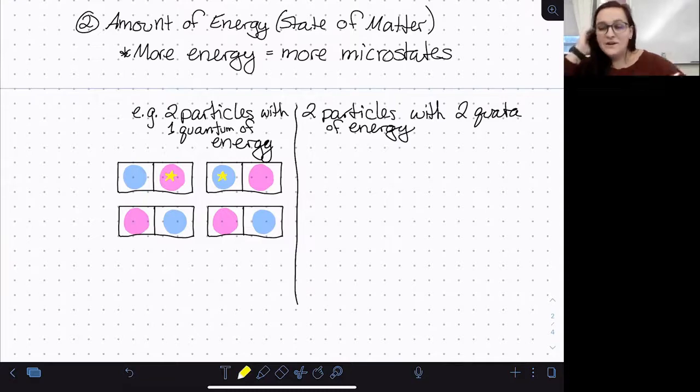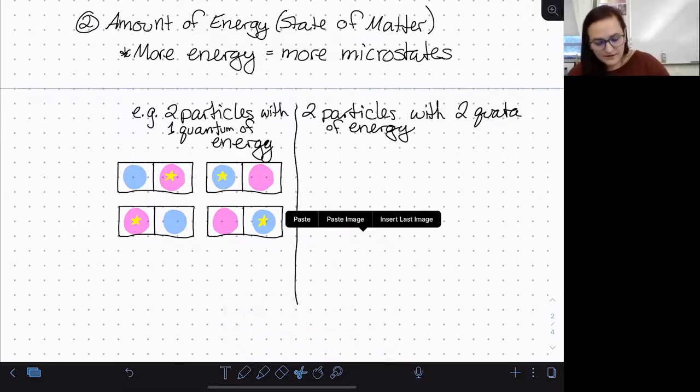We also had another particle arrangement with the pink particle on the left, and I can once again have my quantum of energy on either the pink particle or the blue particle. So with 2 particles with just a single quantum of energy thrown in there, I now have 4 different microstates. I now have 4 different ways that I can arrange my particles and my energy differently in this system.